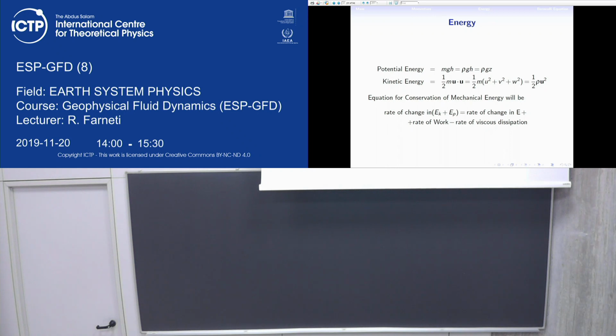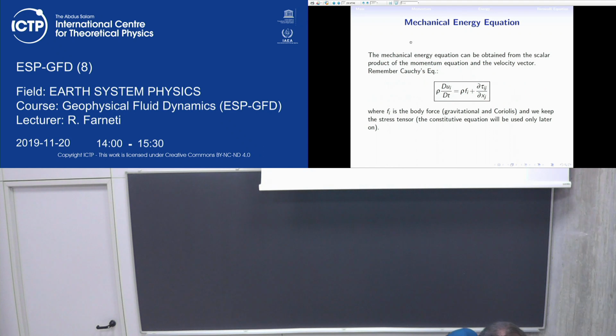Okay, so an equation for the conservation of mechanical energy will be, again, as usual, a rate of change in fluids. So a rate of change in the mechanical energy, which is kinetic plus potential energy, that is going to be equal to the rate of change in energy, plus any rate of work that is done by forces, adding or subtracting energy, minus rate of viscous dissipation. Okay. So this is what we are going to derive.